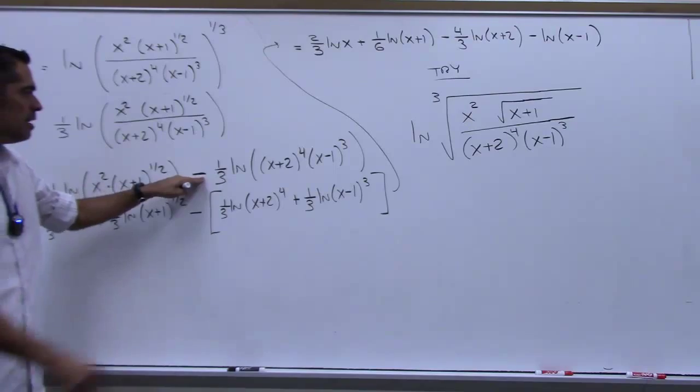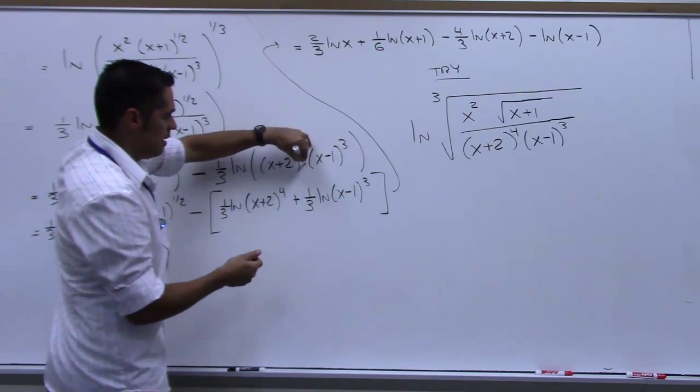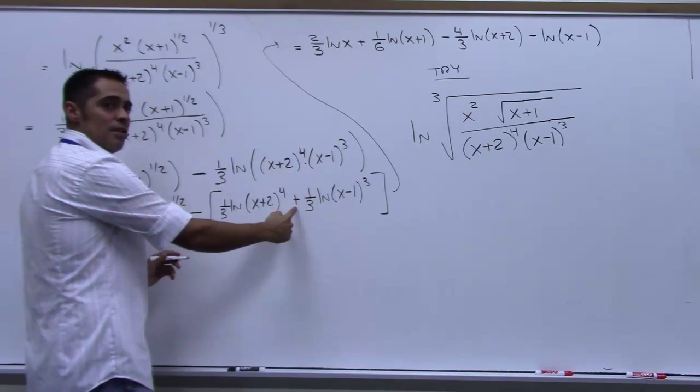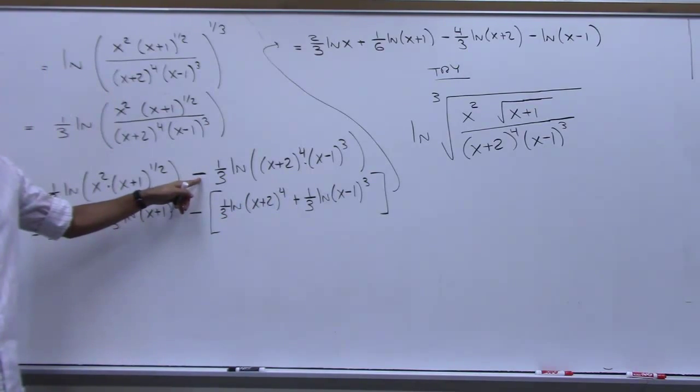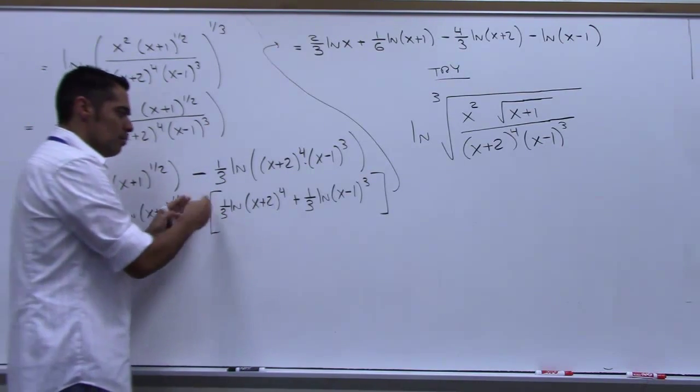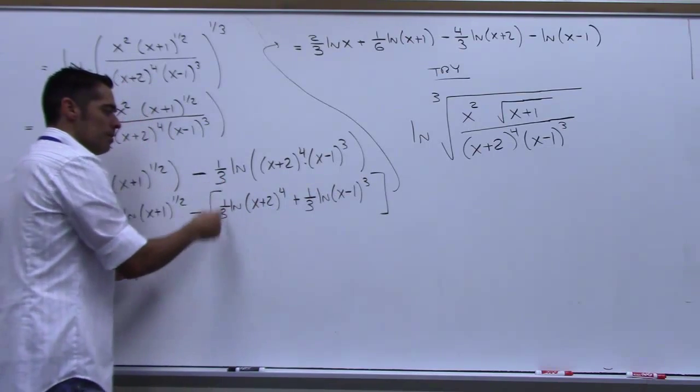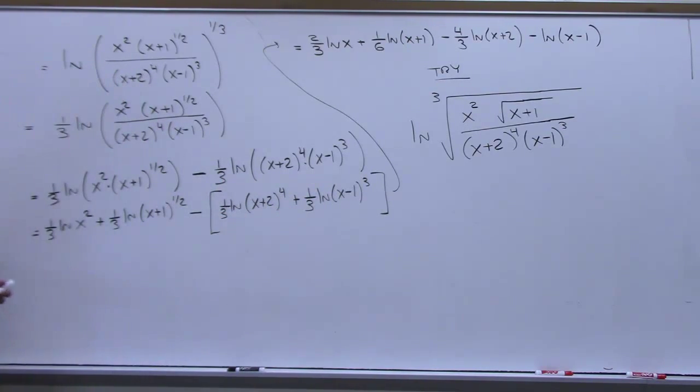Then I had minus. This log has a product in it. It splits to 2 logs, so that's addition. But you're supposed to be subtracting. So that's why I put a bracket here. You're going to wind up subtracting both of these. And the 1/3 goes to each one.